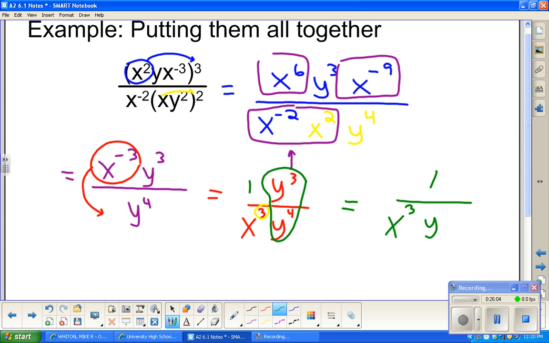You know you're done when you have no negative exponents and nothing else that can be combined. So that thing has no negative exponents and no like terms to be combined, no like bases or anything like that.